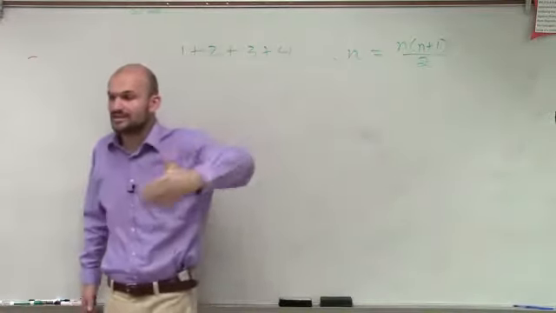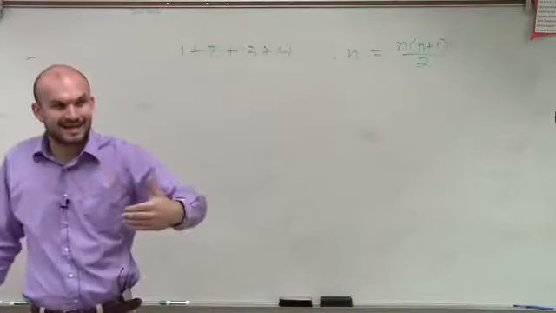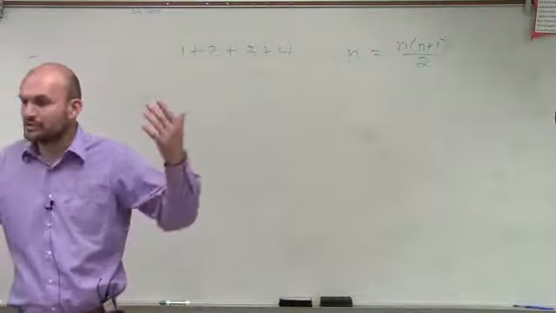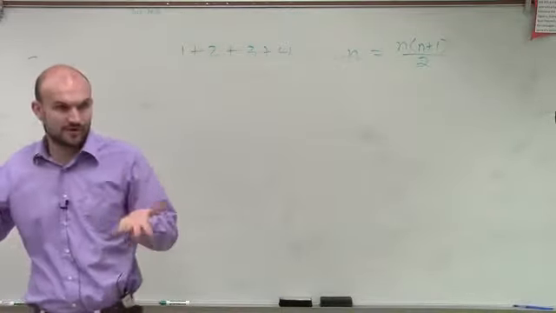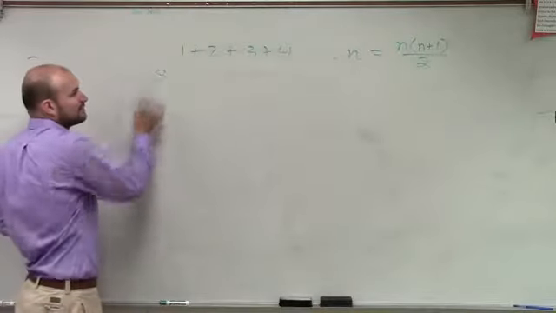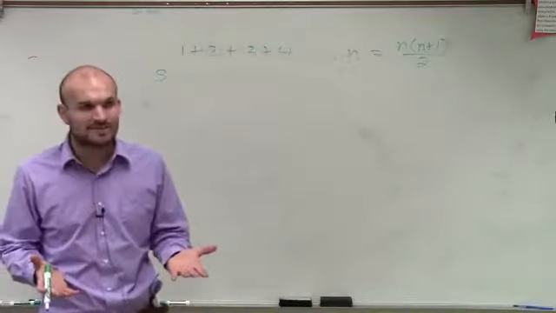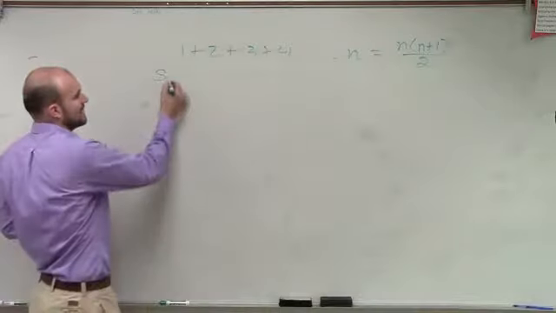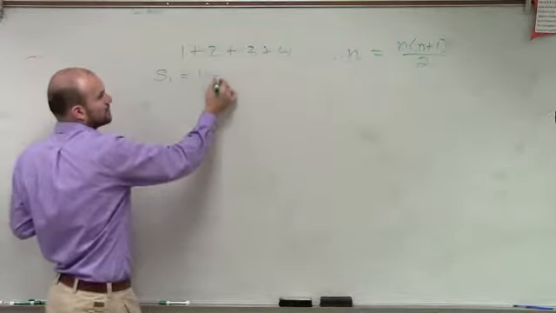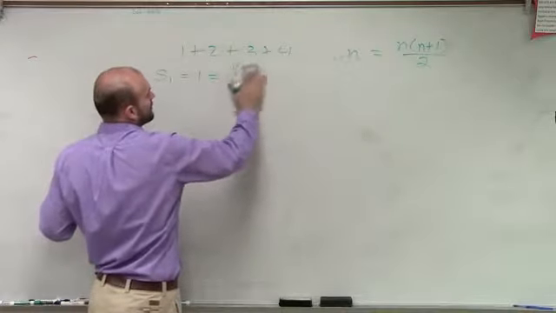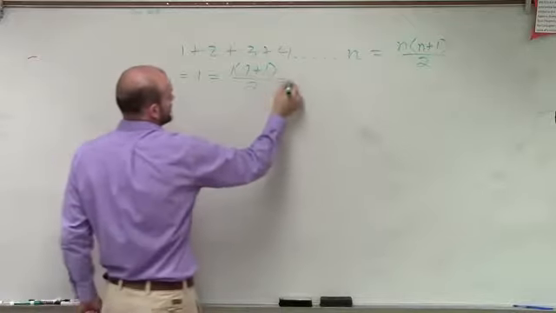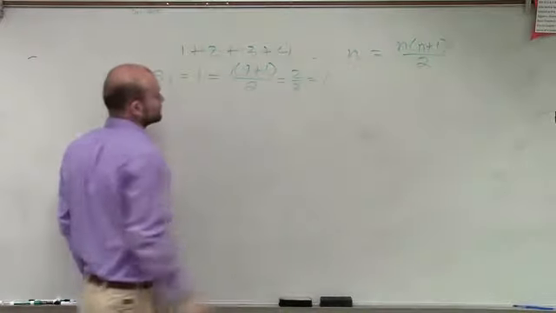So what we're going to do is say, if we can prove this with k and k plus 1, then we know if it's true for k, then it can be true for n, because k and n are just variables. The first thing we need to do is make sure our first term is obviously true. So we say S of 1 equals 1, which equals 1 times 1 plus 1, divided by 2, which equals 2 over 2, which equals 1.